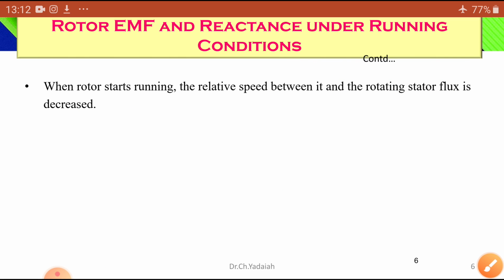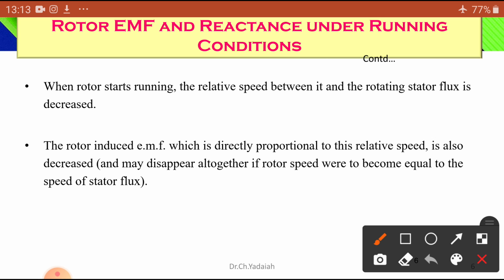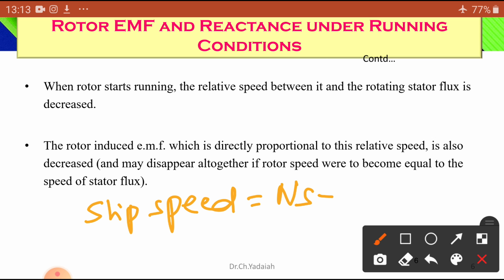So when the rotor starts running, the relative speed between the rotor conductors and the rotating stator flux decreases. The rotor induced EMF, which is directly proportional to the relative speed, also decreases, and may disappear altogether if the rotor speed becomes equal to the speed of the stator flux. What is the slip speed then? The slip speed is equal to ns minus n.